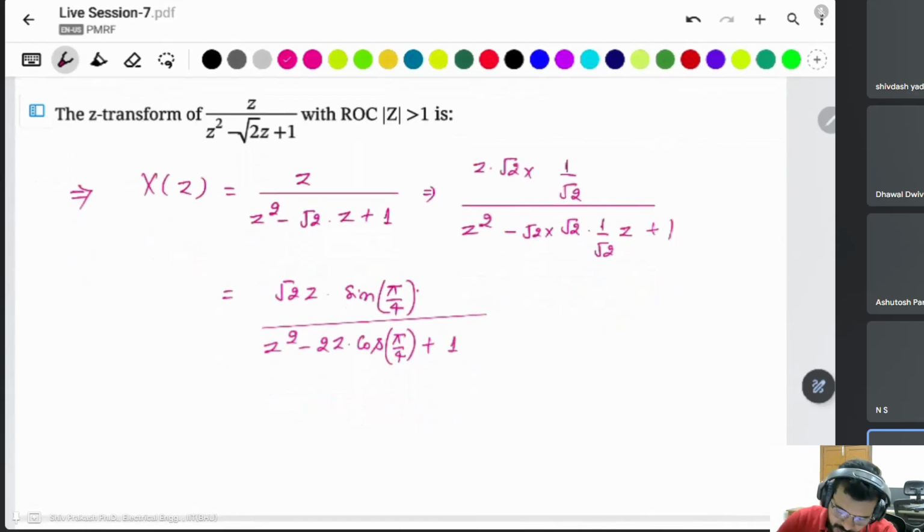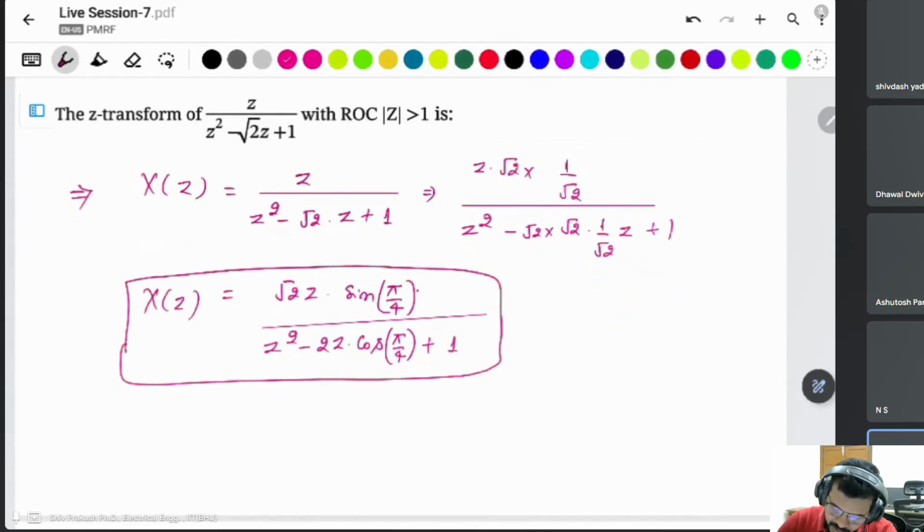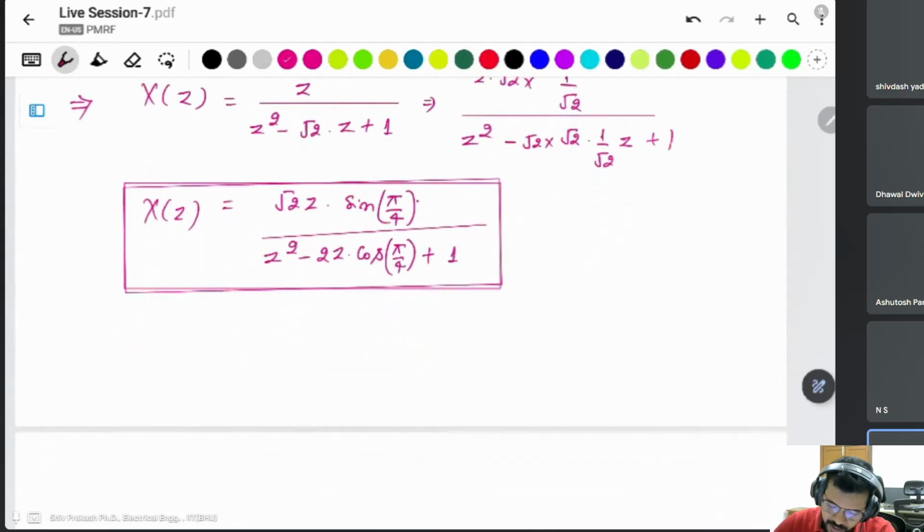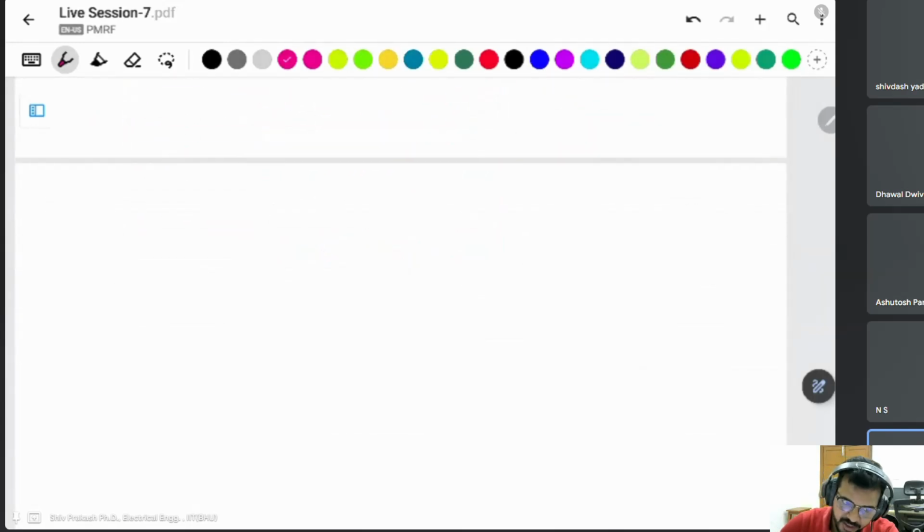I have written it like this because the transform of sine is this one, same to same. How can you find the Z transform of sine? Suppose x of n is given, what is the sine of an?